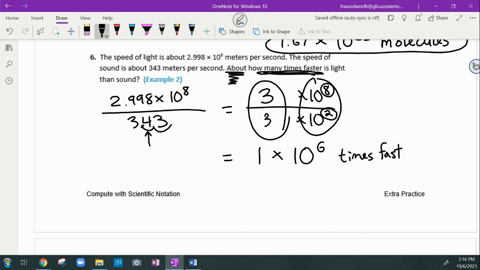The speed of light is. Or you can say 1 and then move the decimal over 1, 2, 3, 4, 5, 6 times. So it's 1 million times faster. 1 million times faster. Wow. All right, I'm going to stop this one and then start a new one.